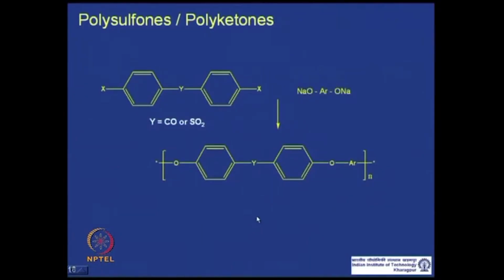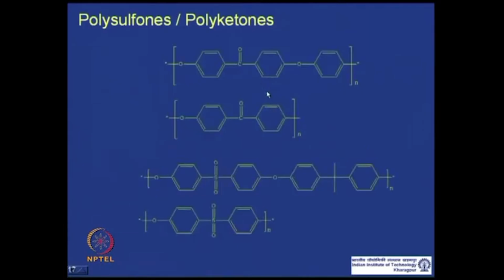Commonly these are called, I will show you the example in the next slide. If you have a CO, these are called polyketones, and specifically this structure is called polyether ether ketone, and this simple one is called polyether ketone. If you have a sulfone group, SO2 group in here, then these are polysulfones. So, this is polyether ether ketone, this is polyether ketone, this is bisphenol A polyether sulfone, and this is simply called polyether sulfone, and these are the trade names of these polymers. Under these trade names they are sold as Radel and Udel.